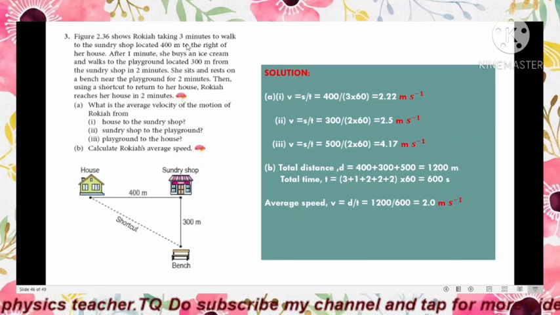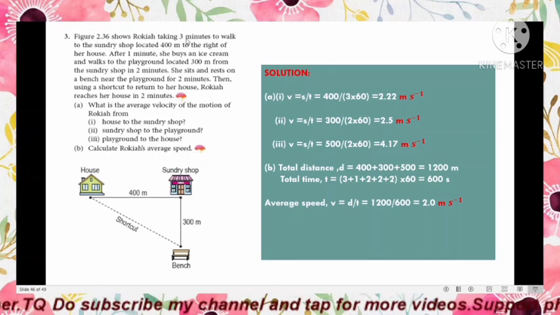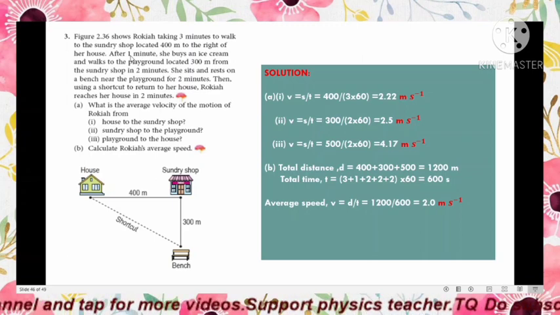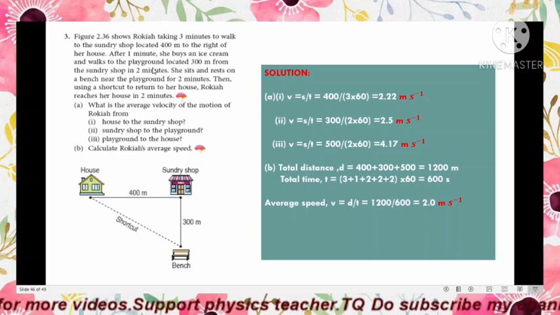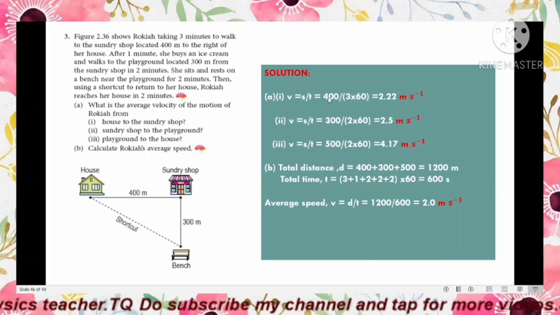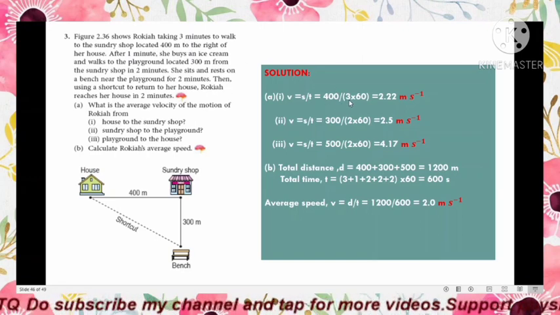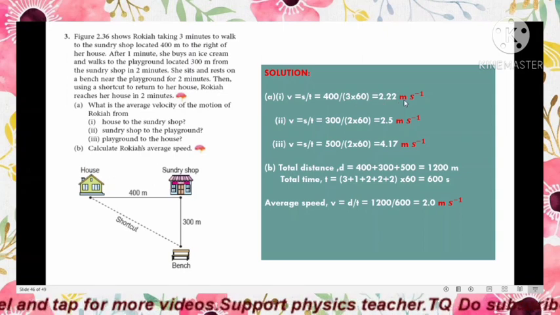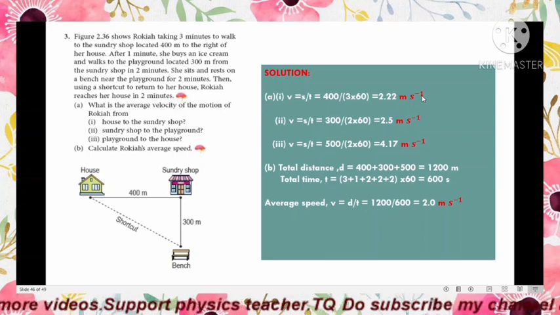You can see there are so many values here, so you can underline or write somewhere so that you're not confused with the information given. So 400 meters, time taken 3 minutes. So 400 divided by 3 minutes converted to seconds. So you have 2.22 m s^-1.